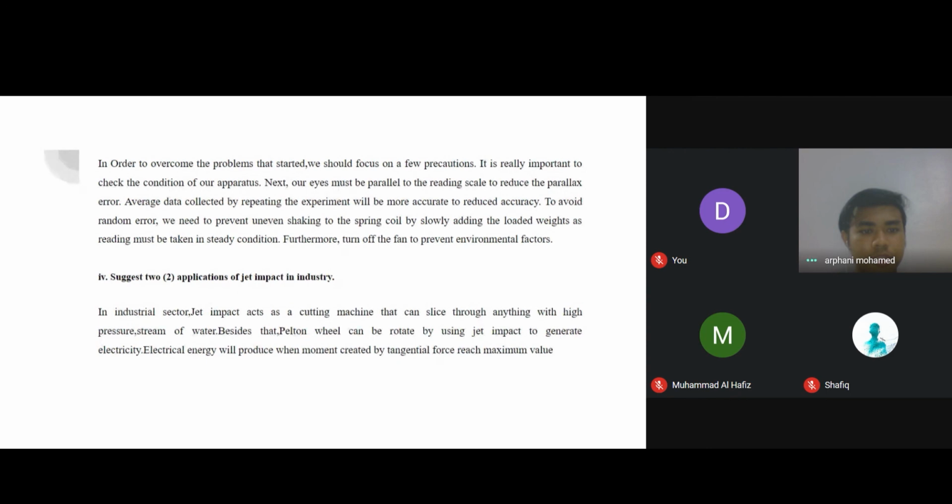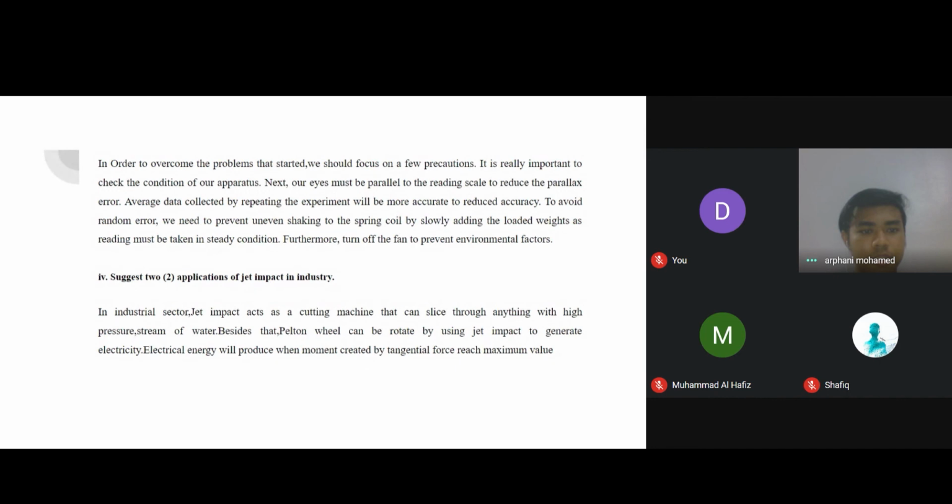The discussion is on two applications of jet impact in industry. In the industrial sector, jet impact acts as a cutting machine that can slice through anything with a high pressure stream of water. Besides that, a Pelton wheel can be rotated by using jet impact to generate electricity. Electrical energy will be produced when the moment created by tangential force reaches maximum value.